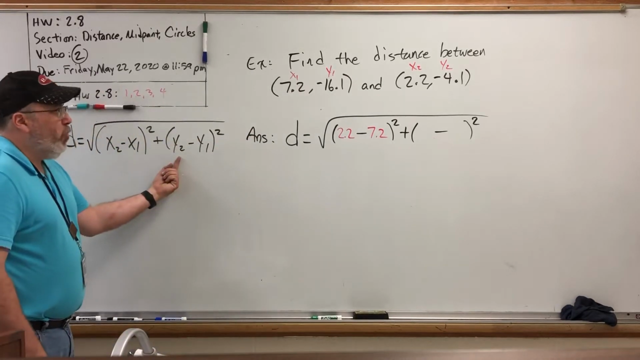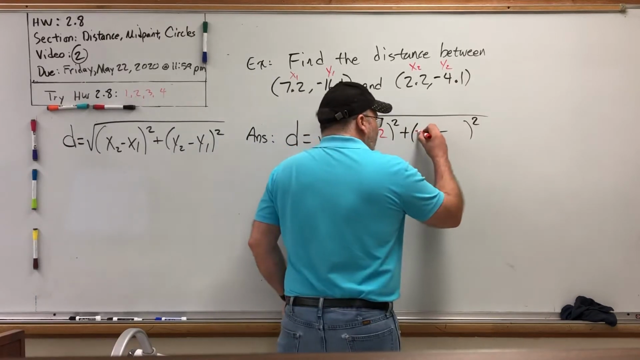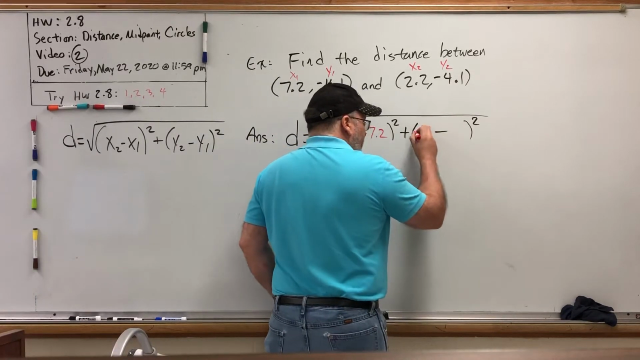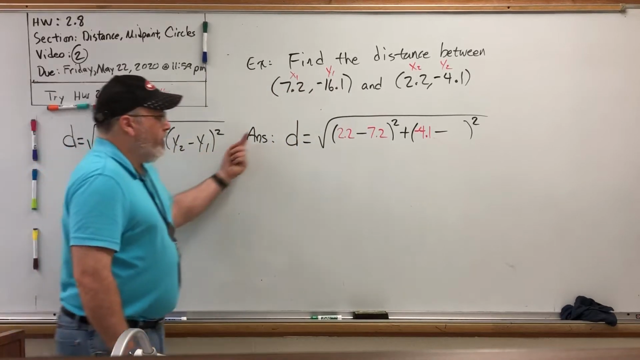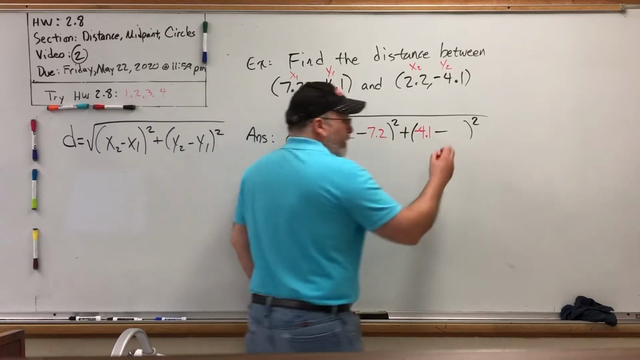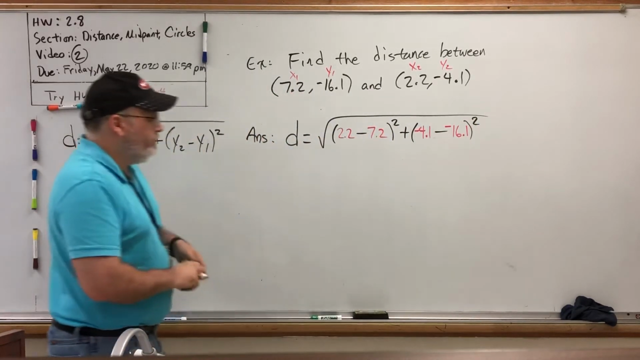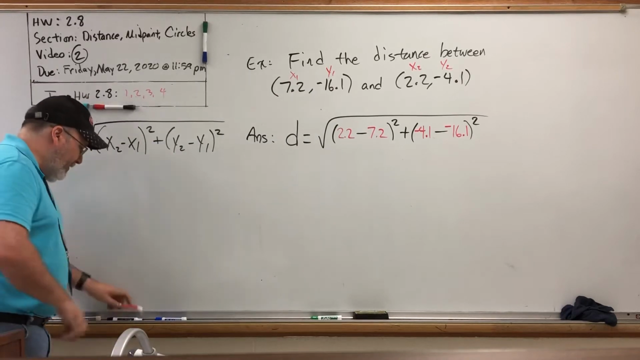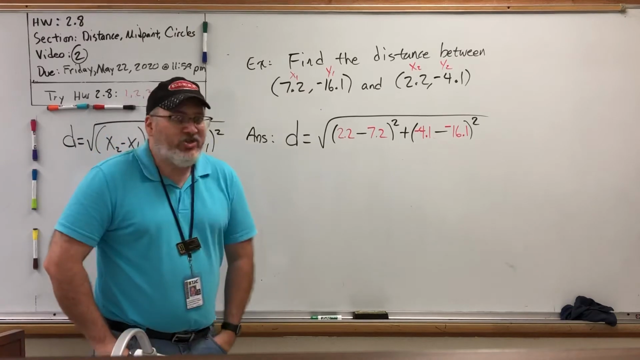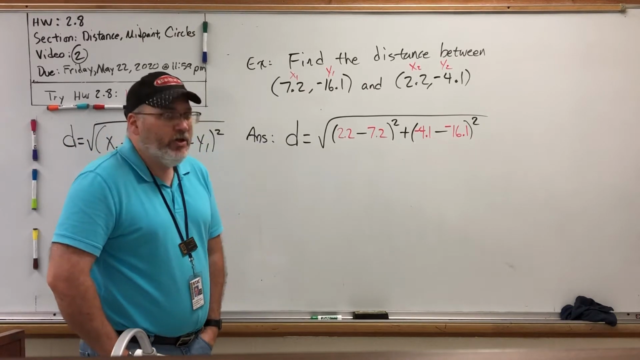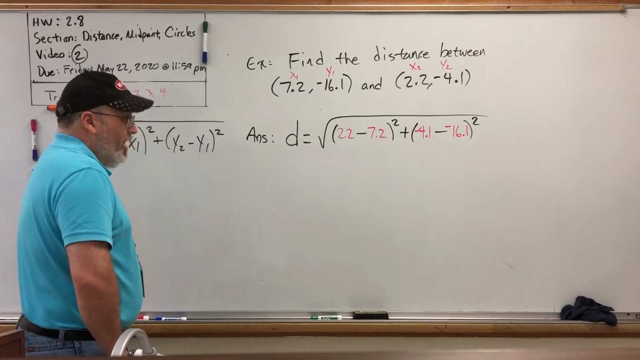The next value is y2. That's negative 4.1. That will go to the left of the next subtraction sign. And the last value is y1. That's negative 16.1. That will go to the right of the second subtraction sign. Believe it or not, a lot of people make a mistake at the very beginning by putting numbers in the incorrect place. That's just being careless. Don't do it.